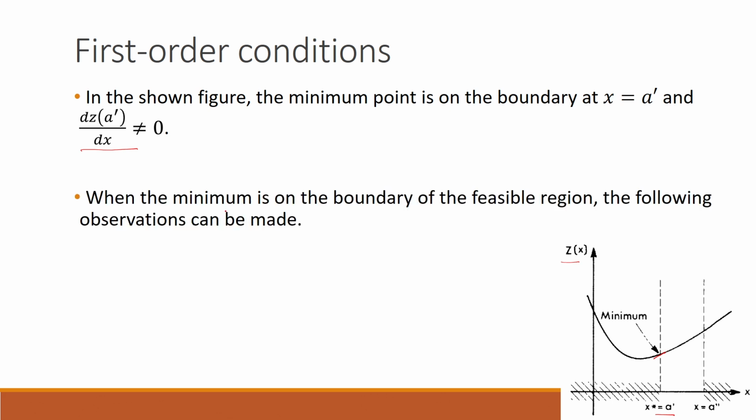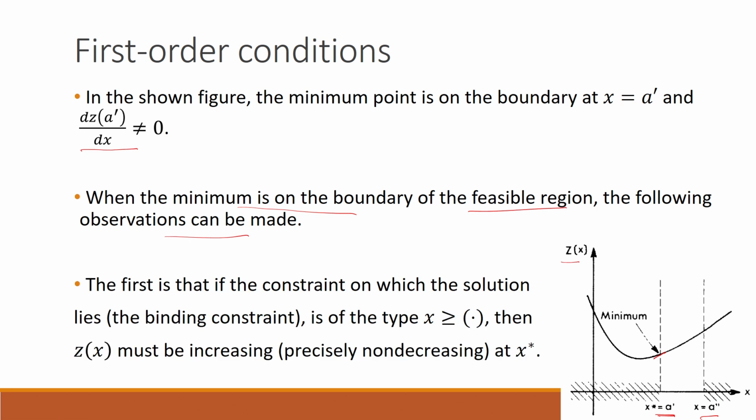So, when the minimum of the function is on the boundary of the feasible region, the following observations can be made. This is one of the boundaries of the feasible region. This is one boundary a dash and this is the other boundary a double dash. The constraint on which the optimal solution lies is called the binding constraint.